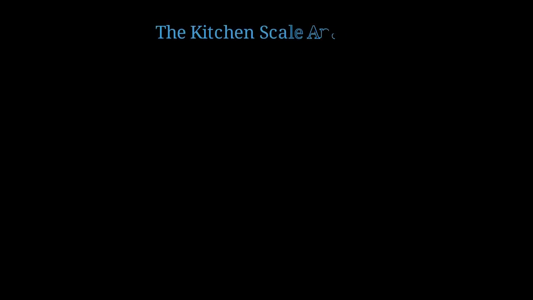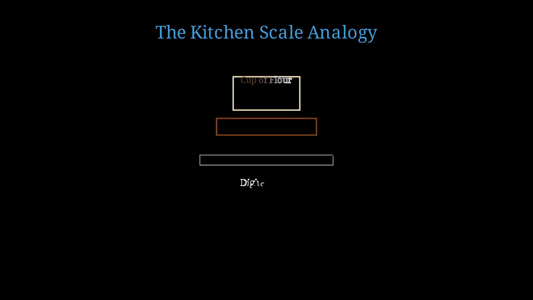Let me give you an analogy. Imagine you're weighing flour on a kitchen scale. The scale reads to the nearest gram. You weigh the same cup of flour 5 times. You get readings of 247 grams, 248, 247, 249, and 248. The average is 247.8 grams. But notice the spread. The measurements vary by about plus or minus 1 gram.